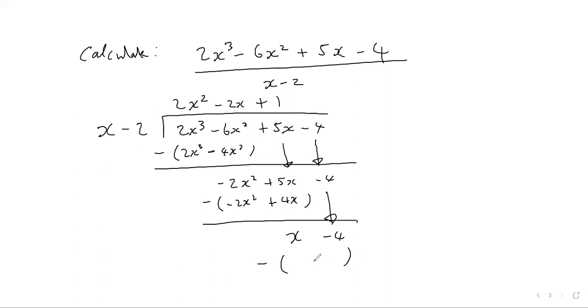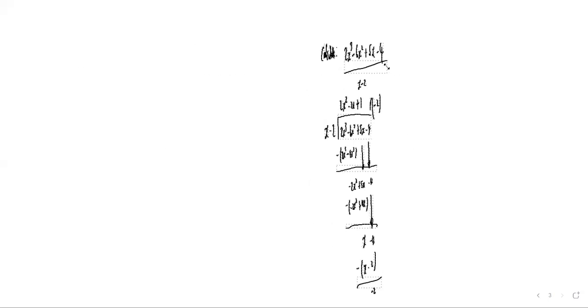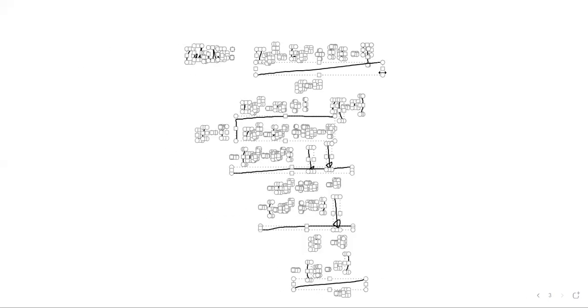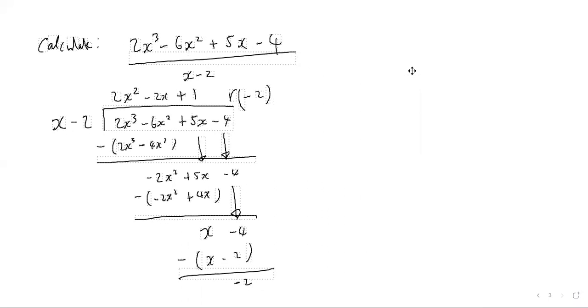So we're going to subtract literally x minus 2 at the end there. So when we do that, x minus x is just 0. Minus 4 minus minus 2, well, that's minus 4 plus 2. So that's going to give us minus 2. So we get a remainder minus 2. Okay, so what does that mean? So it means that when we do this calculation, what we get is the following.